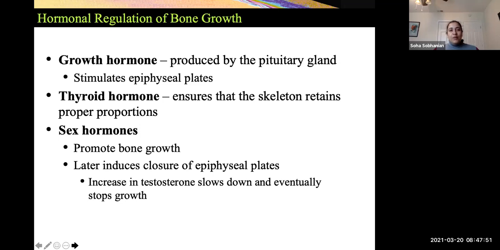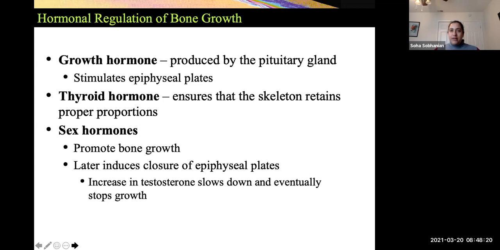Thyroid hormone is another one. I think everybody has heard of thyroid hormone at some time in their life. What is the location of the thyroid gland that produces the thyroid hormone? Anybody know where the thyroid gland is? In your neck, correct. So it's right about here. It's a butterfly-shaped gland that sits right here.